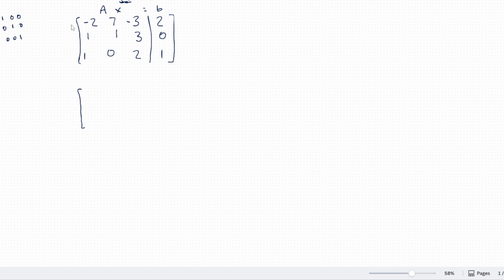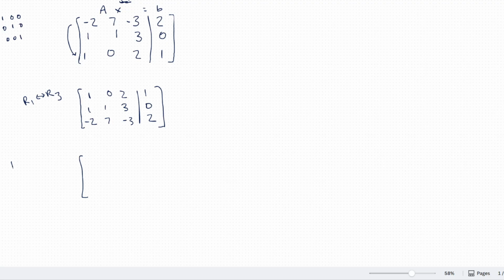First thing we're going to do is switch our row 1 and our row 3. So row 1 switches with row 3. We have 1, 0, 2. Our row 2 stays the same. And we have -2, 7, -3, and 2. So we'll solve for the 0 here and the 0 here at the same time.